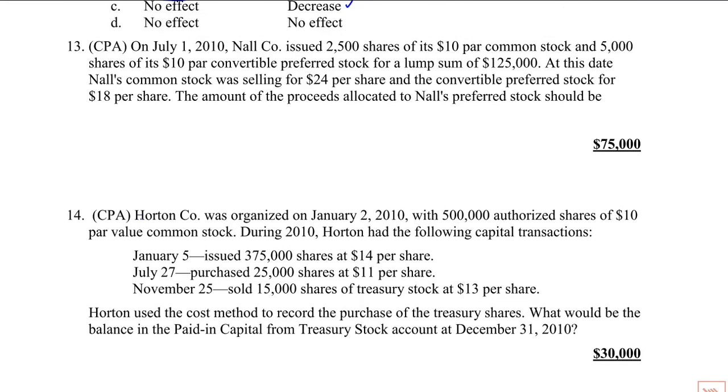Okay, a joint issuance. The amount of the proceeds allocated to the preferred stock should be. So let's see what the allocation is. A lump sum of $125,000. And you know how I'm going to do it. You're supposed to calculate the ratio, but for me, I'm just going to multiply it straight across.